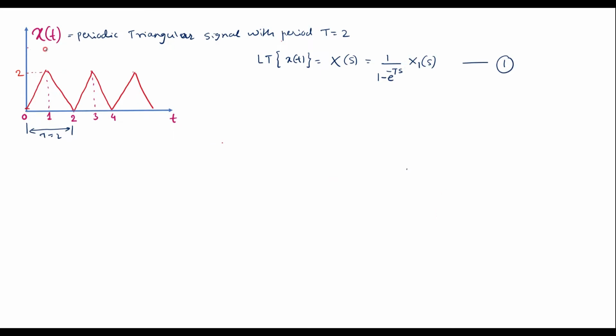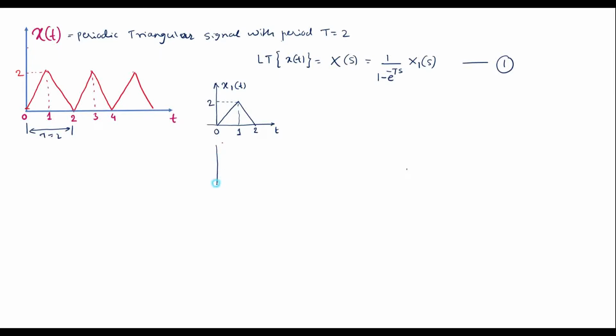Now consider one cycle of x of t. I will call it x1 of t, which is the one cycle of x of t, and it looks like this. That is, this is 0, this is 1, and this is 2. Here the value is 2. Now I will decompose this x1 of t signal into different signals. Here we can see that from 0 to 1 there is a ramp signal.